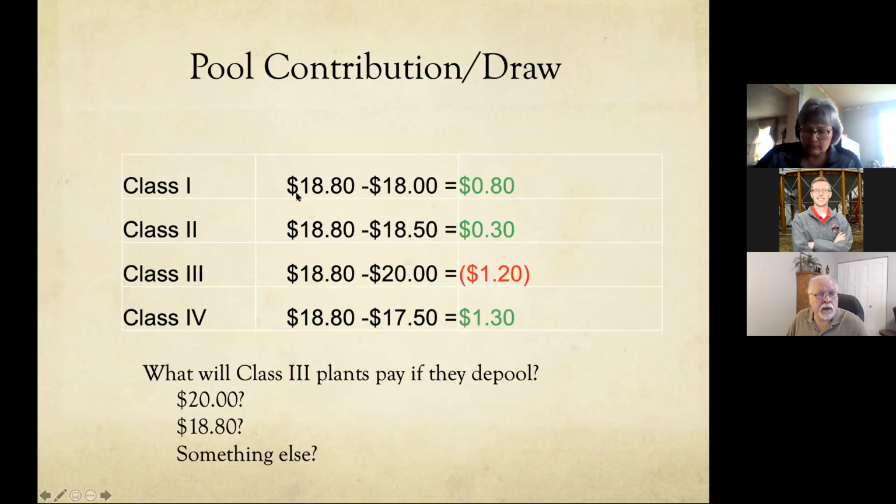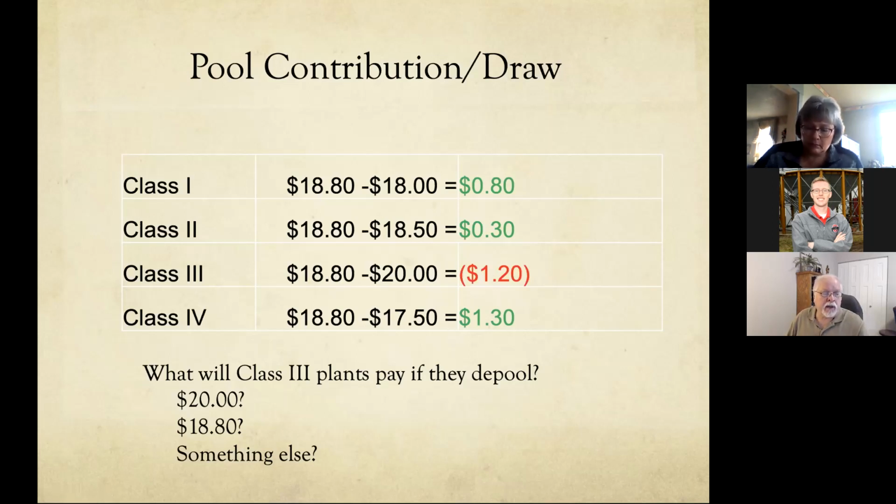So let's just look at that. In this case, the blend price is still $18.80, but now the class 1 price is only $18, so fluid manufacturers would get to take an 80-cent draw from the pool instead of contributing. But if the cheese price, or class 3 price, is $20 and the blend price calculated is $18.80, they would have to make a $1.20 payment into the pool. Under those circumstances, they might say, I'm out of the pool. I don't want to be in this month.